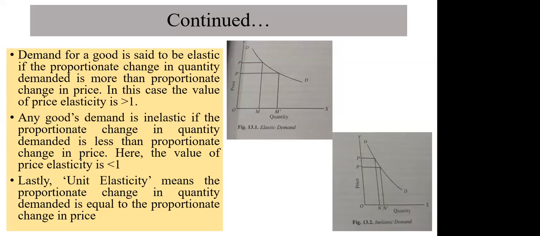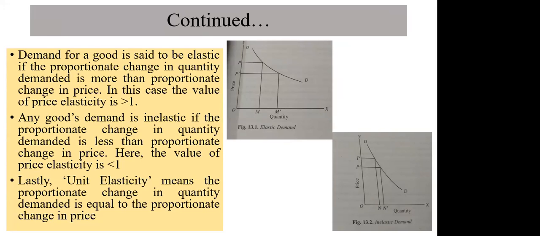Now, in case of inelastic demand, this will be reversed. Suppose there is a 20% decrease in the price of a particular commodity, the apple, but I am only increasing my purchasing, or the quantity demanded, by 10%. So my increase in demand is lesser than the proportionate change in the price. If we divide that 10% by 20%, we'll get the value 1 by 2 or 0.5. So here the value of price elasticity will be less than 1.